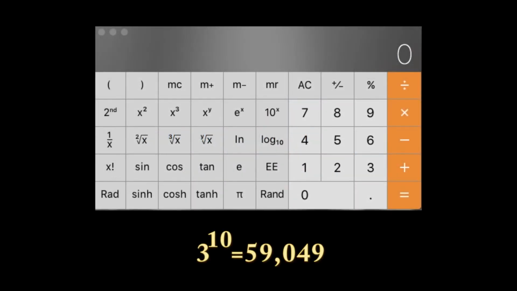Let's use a calculator to determine the number of rectangles produced on the paper at fold stage 10. X is 10, so 3 to the 10th would be 59,049 rectangles produced on the paper.